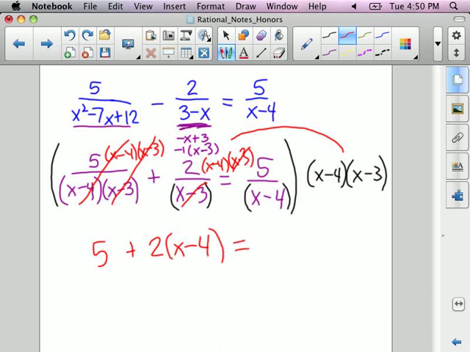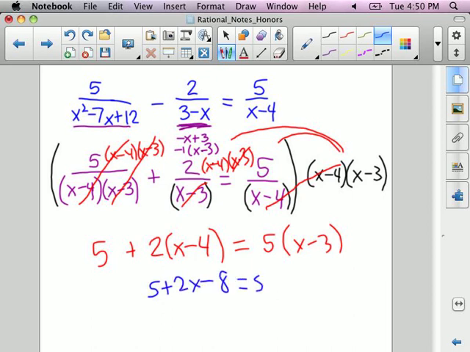And when I distribute to my third guy right here, the x minus 4's are going to cancel, so I'll just get 5 x minus 3. And again, I think that red problem right there looks a lot easier to solve than your blue or your purple. So really it's just a matter of cranking out the algebra from here on out. You get 5 plus 2x minus 8 equals 5x minus 15.